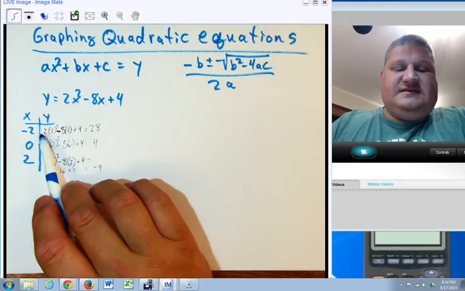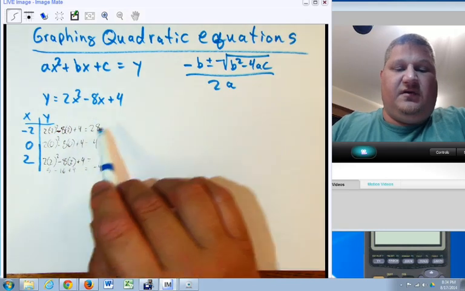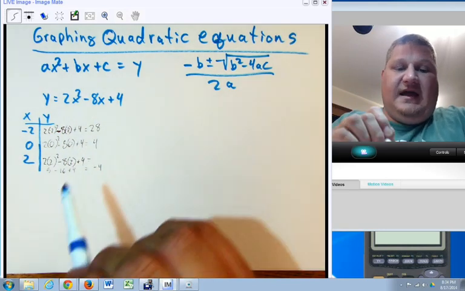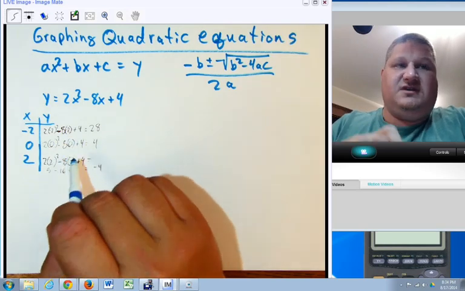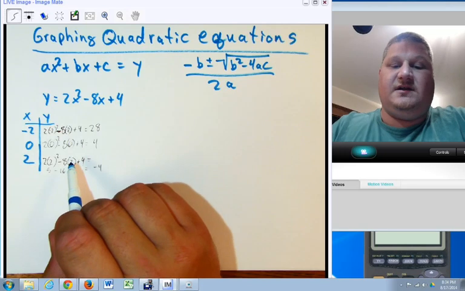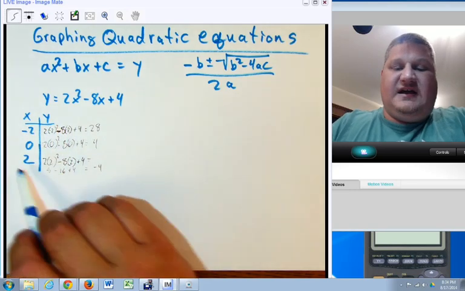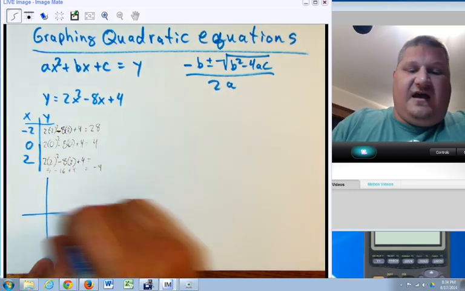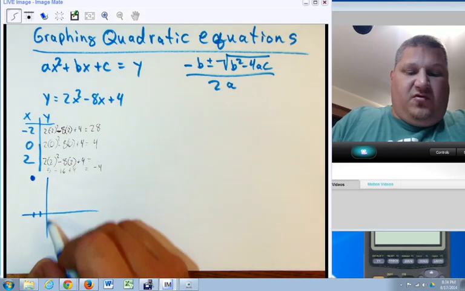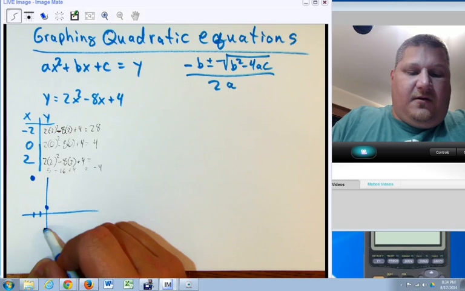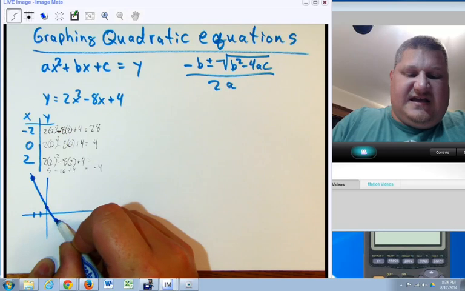I plug them in, say 2 times -2 squared minus 8 times -2 plus 4 equals 28. Now, ladies and gentlemen, when I have you graph the homework problem, I want to see this chart. I want to see it plugged in just like this. If you just plug it in your calculator and give me answers, it's not going to be acceptable. So I plugged in the 3 numbers and I got 3 answers. If I come along to graph it, we simply say 1, 2, go up 28. Over left to right nothing, up 4, over 2, down 4, we see this thing taking place.